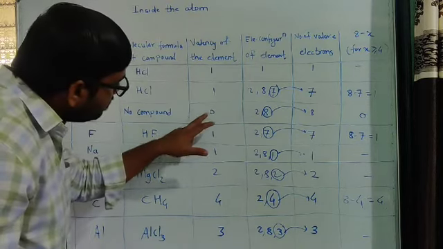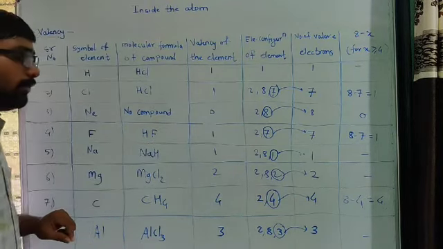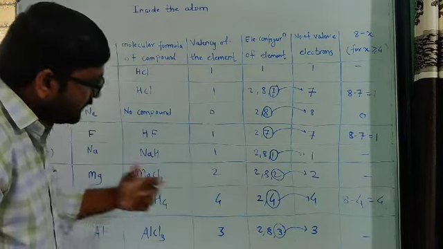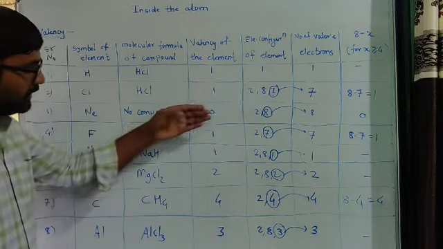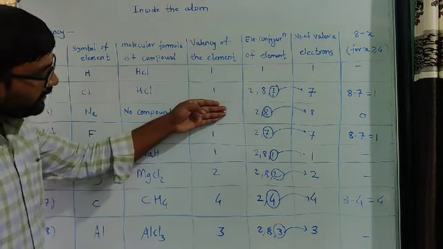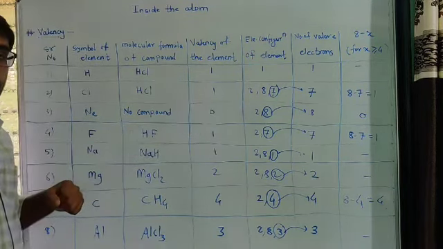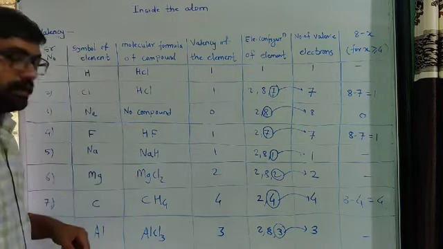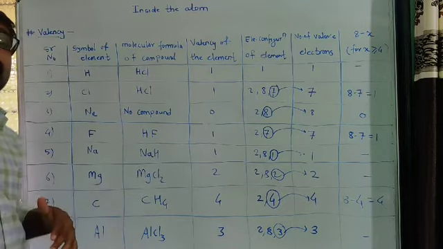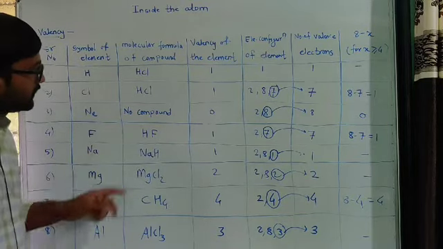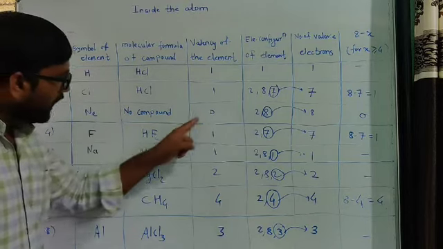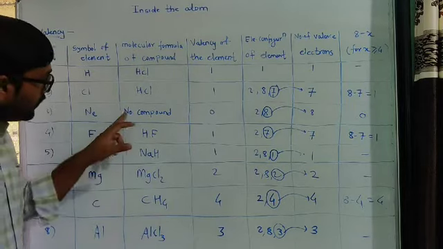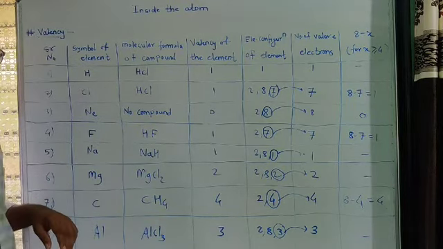If you see, the valency of neon is 0, but other elements have some valency. Look here, except neon, other elements have some valency. That is why they form compounds, meaning they react with other elements. But in the case of neon, the valency is 0.